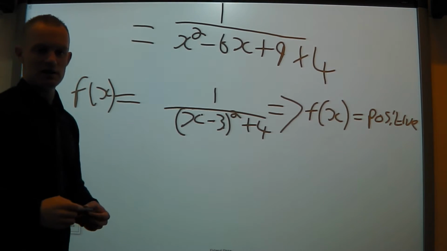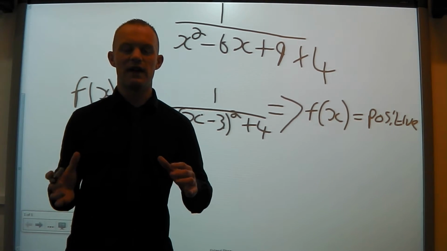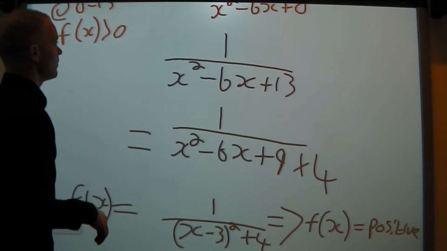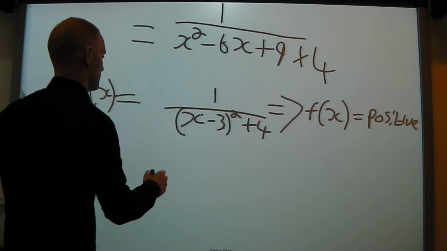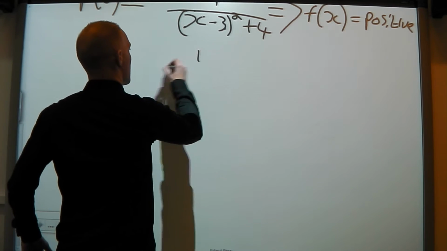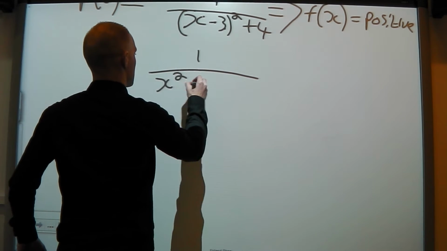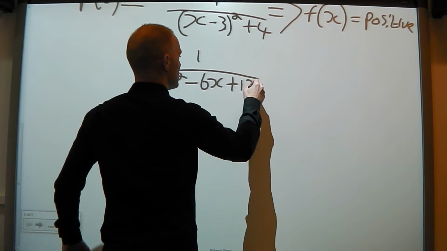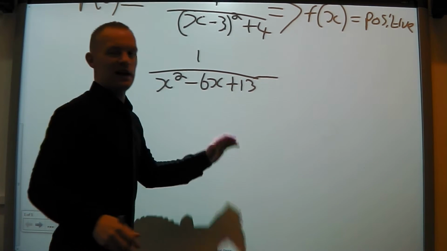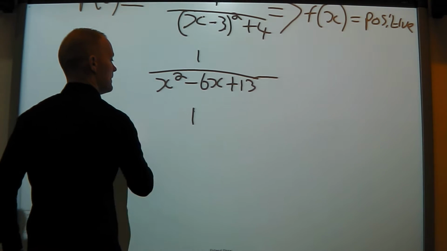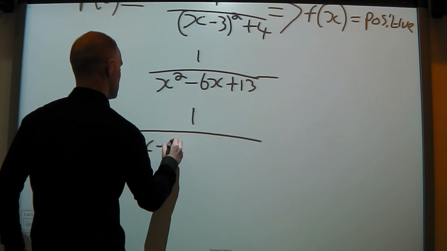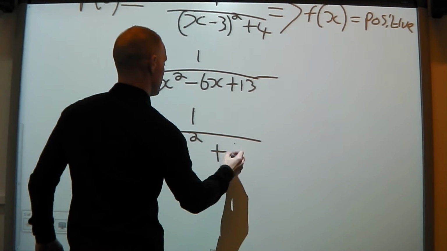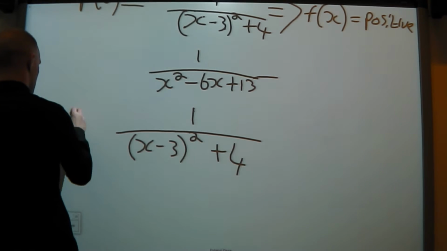And then in the second part of the question, we're asked to prove that if a is equal to 13, f of x is less than 1. So 1 over x squared minus 6x plus 13. We're asked to prove this is less than 1. Again, I'm going to separate this into a term we can get squared, so that's (x minus 3) all squared plus 4. Now, this is f of x.